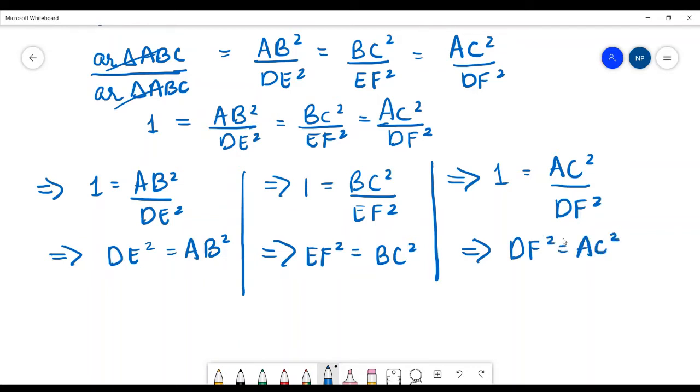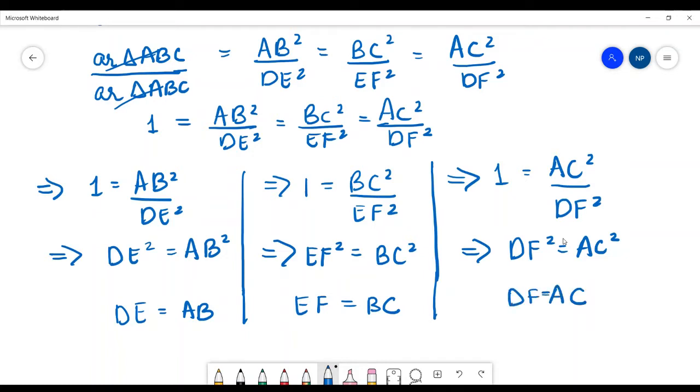Right? Now, on taking square roots on all these sides, what do we get? The square roots will get cancelled. We get DE is equal to AB. Here we have EF is equal to BC, and then we have DF is equal to AC.